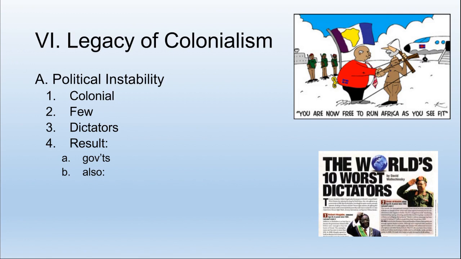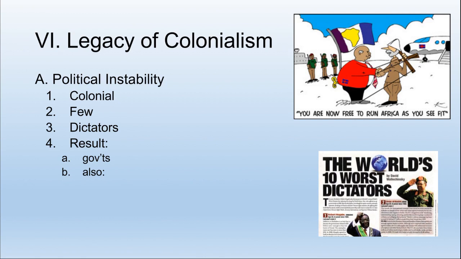It means that colonial powers leave no political infrastructure when they leave. So when France leaves, when England leaves, when the Dutch leave, they're like, all right, bye, we're done here. Have fun being independent. But they leave no political infrastructure. So they leave no government support, no government structures.